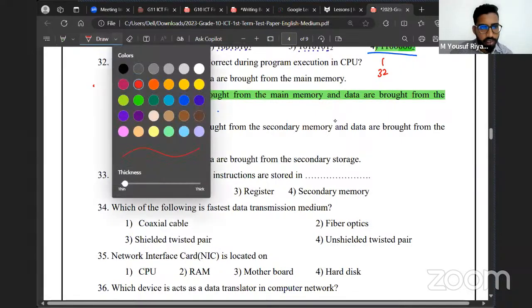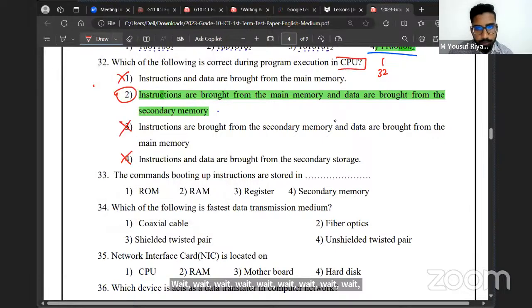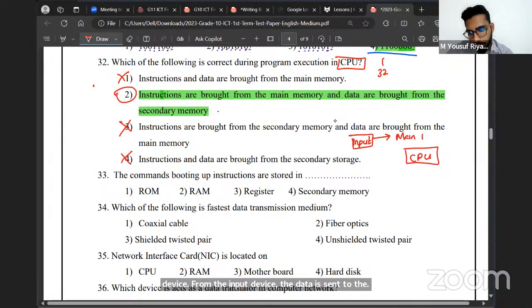Wait. The question is talking about the CPU. If you take the computer, you have an input device. From the input device, the data is sent to the main memory. From main memory, if the data has to be processed, it will be sent to the CPU. The processed data will be sent back to the main memory, and then to output, we send it to the output device. If the data has to be stored, it will be sent to the secondary memory. And if you want to obtain any data, you get it from the secondary memory.